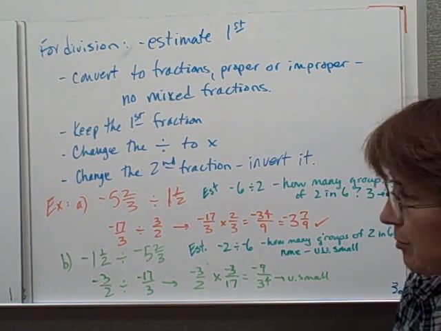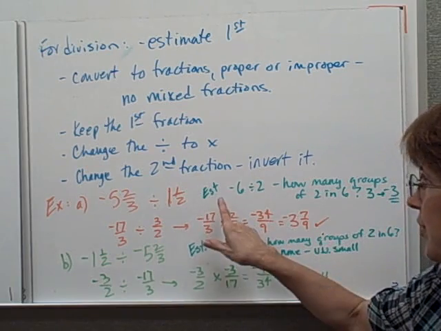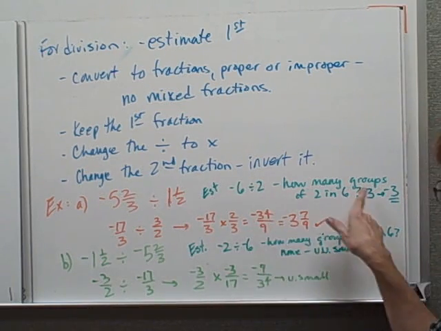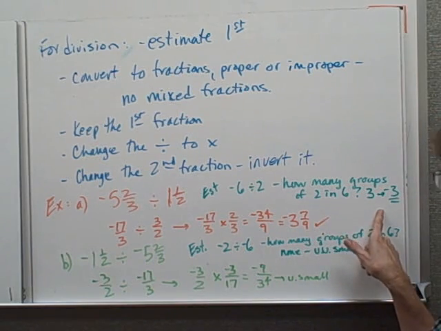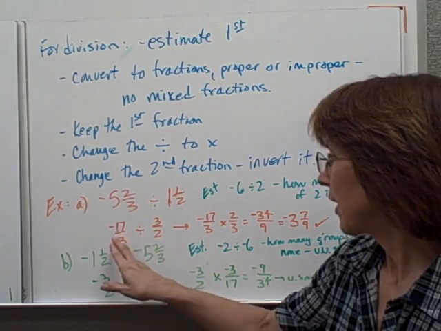So let's do some simple examples here. We have negative 5 2/3 divided by 1 1/2. You estimate first. That's close to negative 6 divided by 2. Well, how many groups of 2 are there in 6? Well, there's 3. In this case, it'd be negative 3 because negative divided by positive is negative.